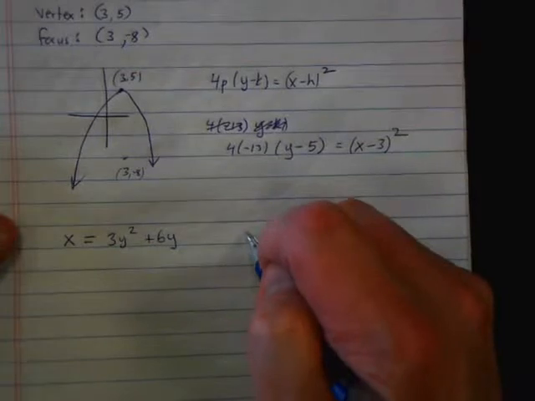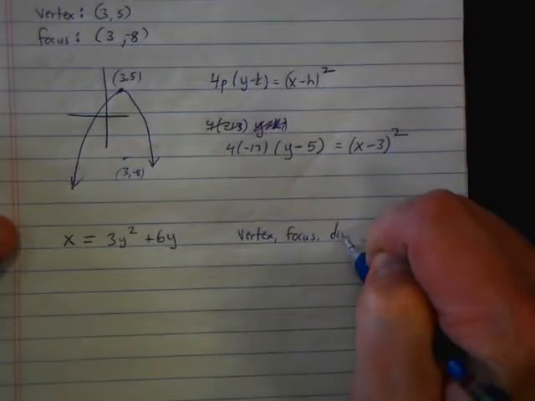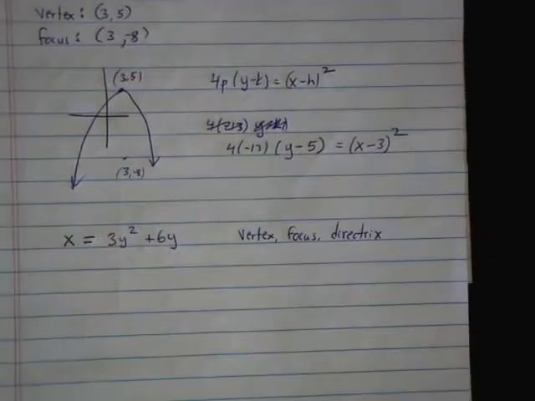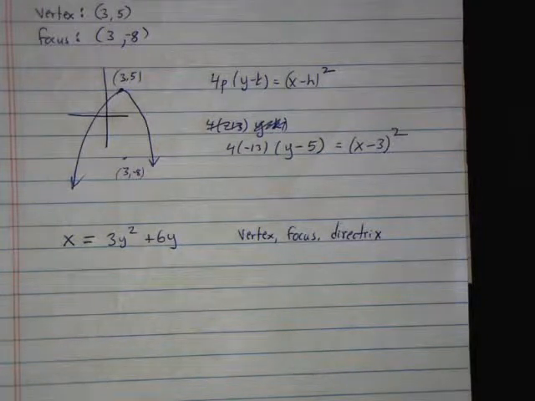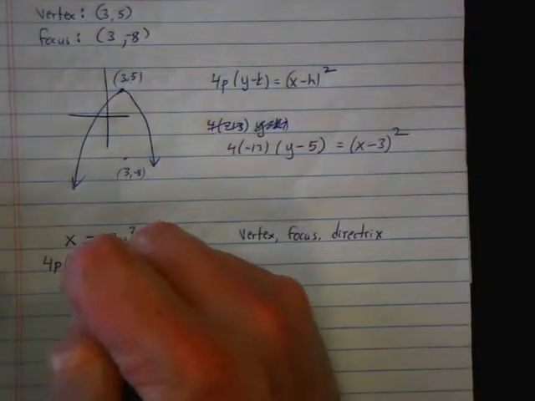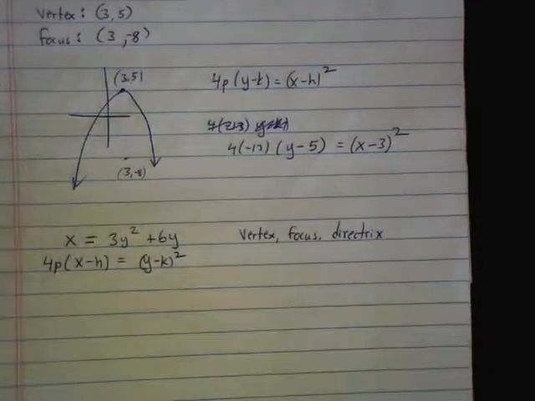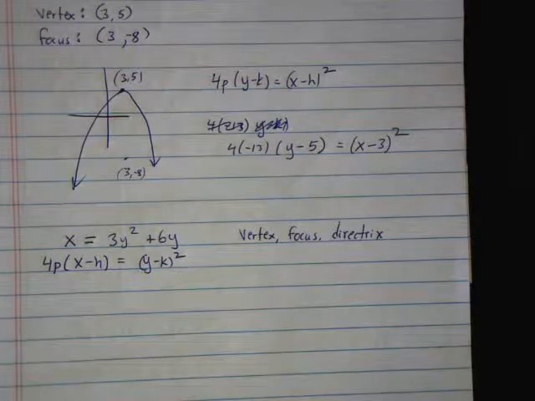I want to know the vertex, the focus, and I'm going to be greedy, I want to know the directrix too. What do I have to do to find the vertex, the focus, and the directrix? Well, I've got to rewrite this equation. I've got to rewrite it so that it looks like 4p(x - h) = (y - k)^2. I need to take that equation and rewrite it in that form. How do I do that?